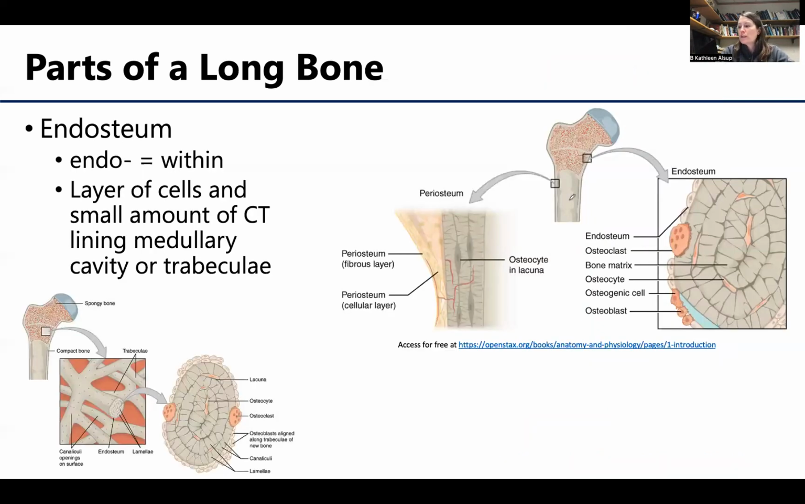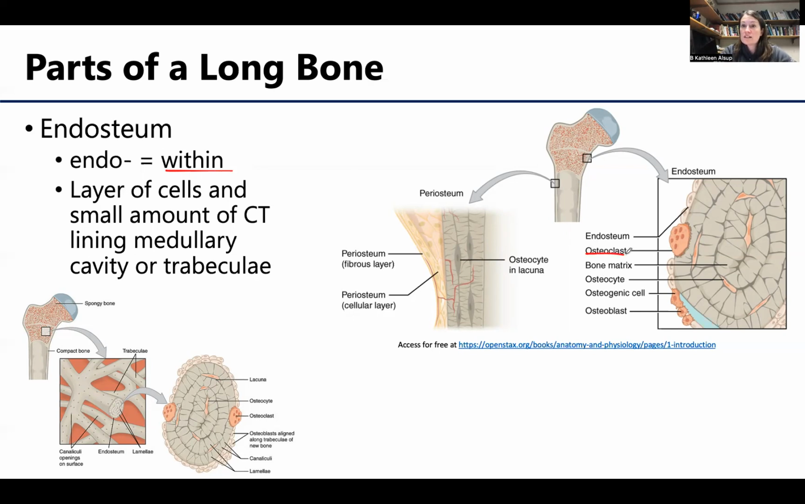And then the last structure I want to talk about is the endosteum. So endo means within. So we are talking about this thin membrane of cells. This is literally just cells with a little bit of connective tissue to kind of keep them together. And so this is found within bone.